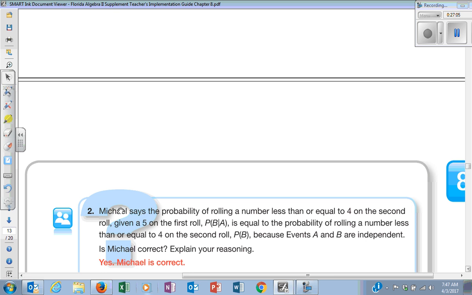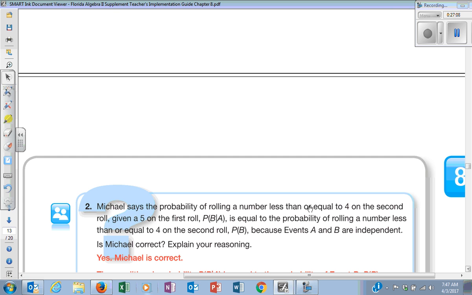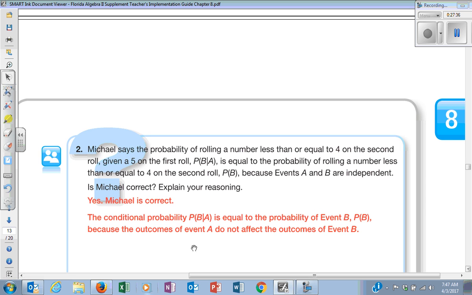Alright, Michael says the probability of rolling a number less than or equal to 4 on the second roll given A is equal to the probability of rolling a 4 or less on the second roll, probability B. So he's saying that probability of B given A and probability of B, those two things are equivalent. They're equal. And he says the reason is because they are independent. Is he correct? Yes. Conditional probability is equal to the probability of event B because the outcomes of A do not affect the outcomes of B.